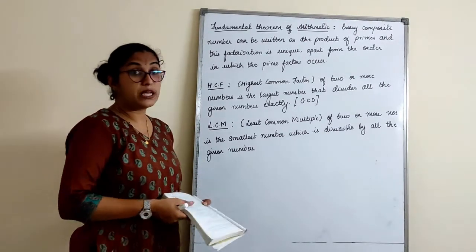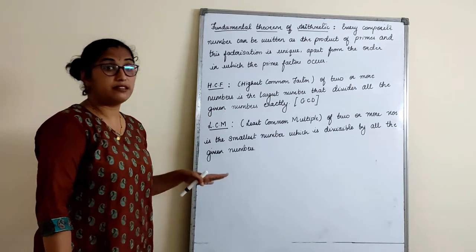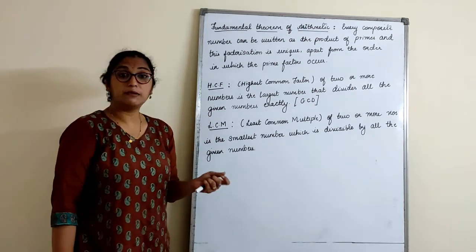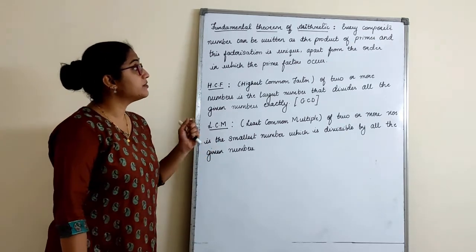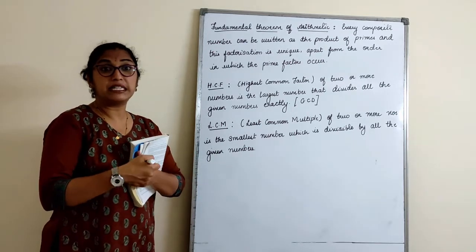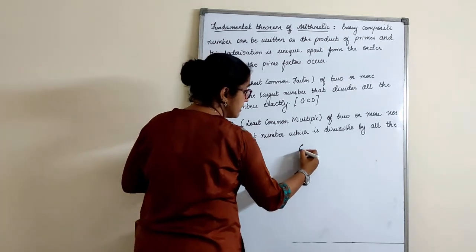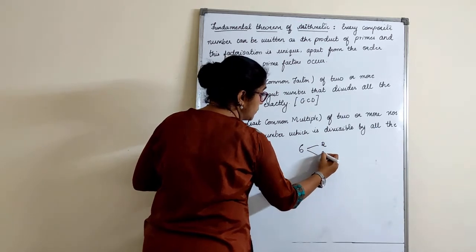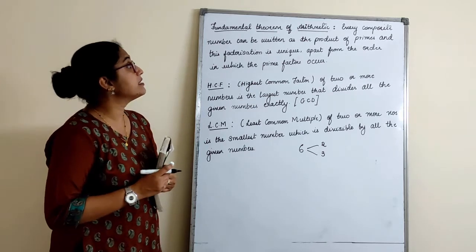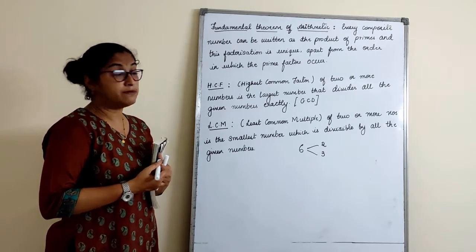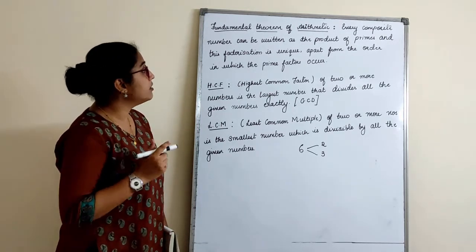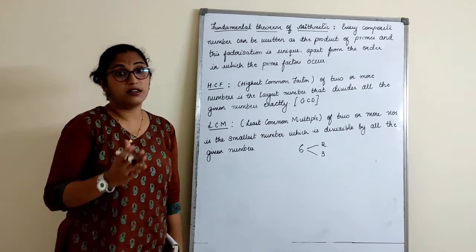A few more concepts, and then the definition of the fundamental theorem of arithmetic. Every composite number can be written as a product of primes. For example, if I have a number say 6, how do I write 6? It can be written as 2 into 3, as a product of primes. Every composite number can be expressed as a product of primes, and this factorization is unique apart from the order in which the prime factors occur.